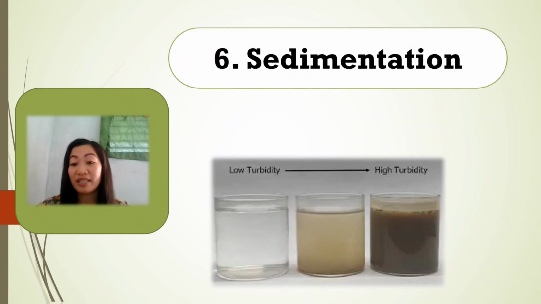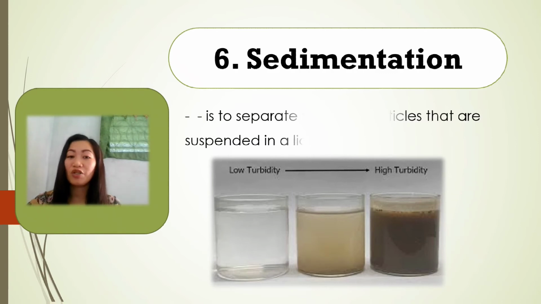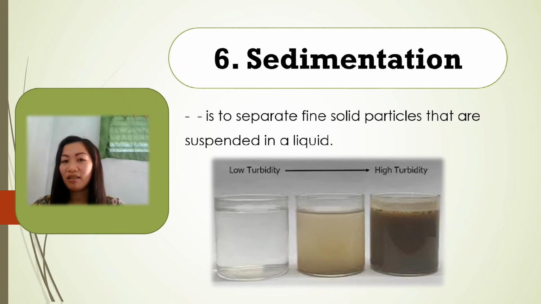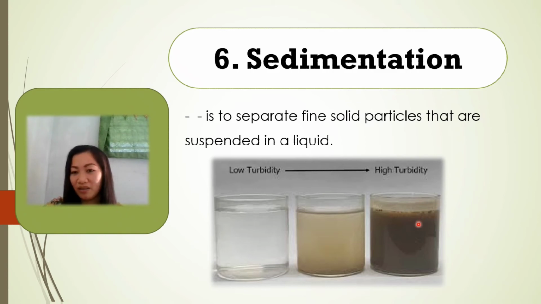Next is sedimentation. Sedimentation means to separate fine solid particles that are suspended in the liquid by using alum. We can see that in the next slide. As you can see in the picture, we have low turbidity and high turbidity, meaning the water is really dirty. If we use sedimentation, meaning it forms layers, we can separate the water from the dirt, right?